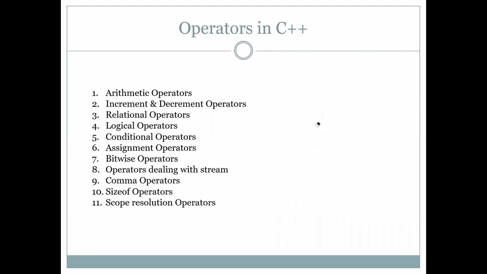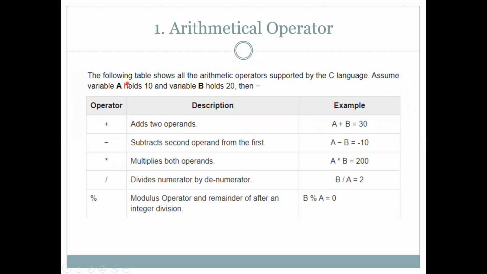Though C++ allows us to give multiple meanings to the operators, their associativity and precedence remain the same. The first operator is the arithmetical operator. Arithmetical operators are used for mathematical calculation, and an arithmetical expression is made up of constants, variables, a combination of both, or a function call. There are unary, binary, and ternary arithmetical operators.